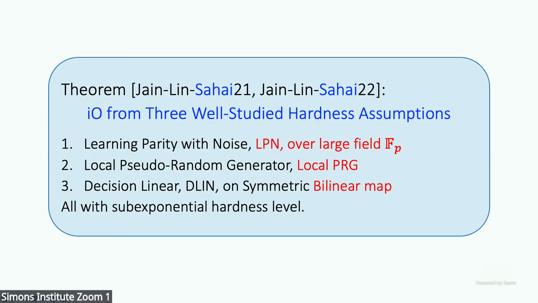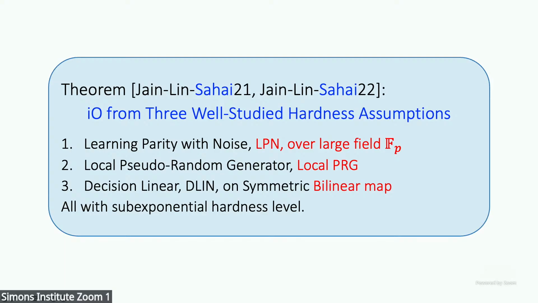And one thing I want to point out is that for the settings that we use, and I'll talk more about this a little bit later, only this third assumption even implies public key encryption. So we do not know how to build public key encryption from LPN with our noise parameters. We don't know how to build public key encryption from a local PRG. We only know how to build it from DLIN.